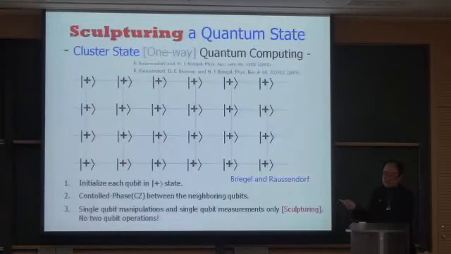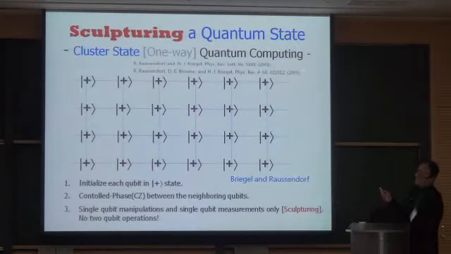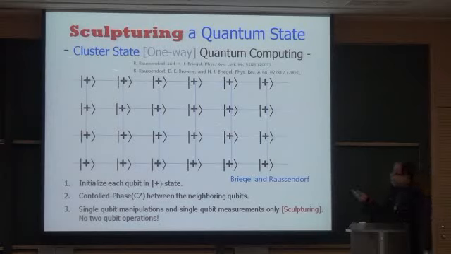Then there's another one, that is sculpturing a quantum state. You prepare a big entanglement. I told you about the entanglement. It has a correlation from here to there. And that is called a cluster state. How can you prepare it? We initialize each qubit as a 0 plus 1 state. So here I represent them as plus. Initialize each qubit in the plus state.